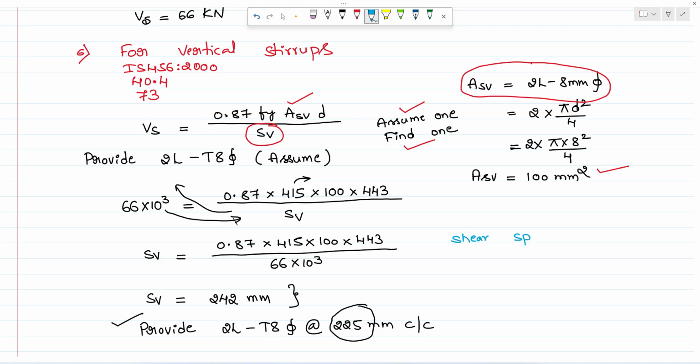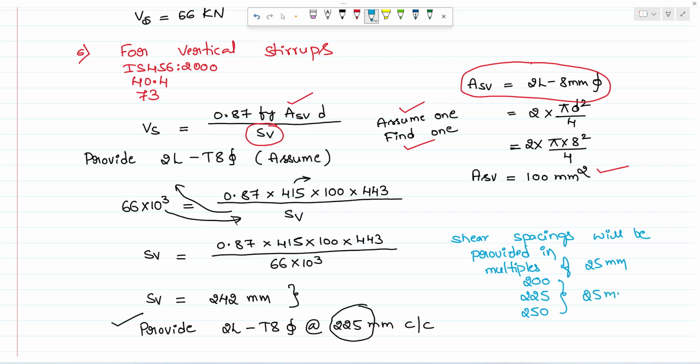Shear spacings will be provided in multiples of 25 mm. So either you can provide 225 or 250 or 200, like this. The spacings will be multiple of 25 mm. Clear?